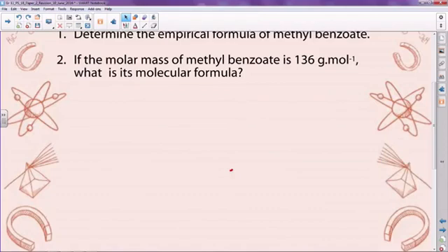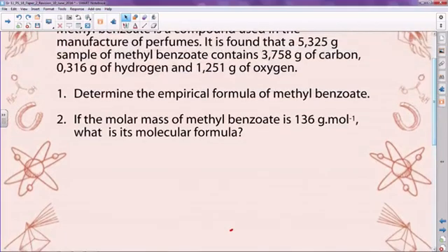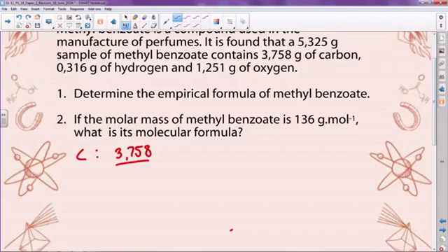Right. Determine the empirical formula of methyl benzoate. We have the information that there is 5.325 grams of methyl benzoate, 3.758 grams of carbon, 0.316 grams of hydrogen, and 1.251 grams of oxygen. So we need to know what the percentage is. For carbon, we're going to go 3.758 divided by 5.325, and you're going to multiply that by 100.